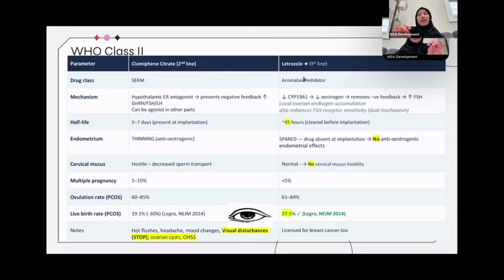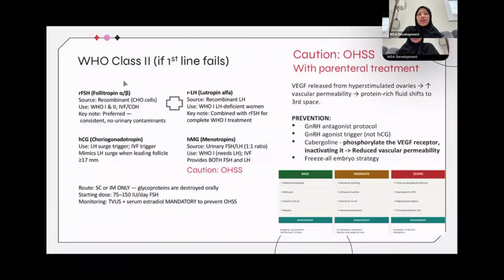So the shorter name is the one we prefer. Let's just remember that as first line for class 2. Now, if first line fails, remember what we said, it's the recombinants.